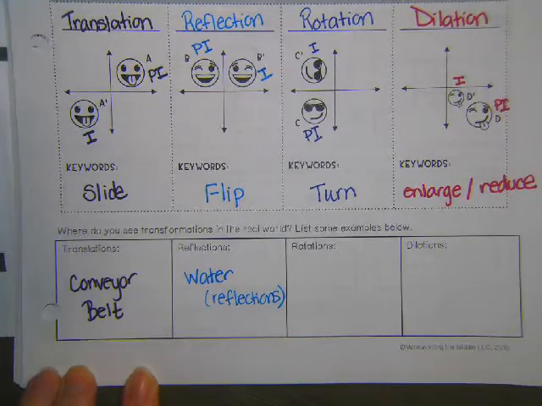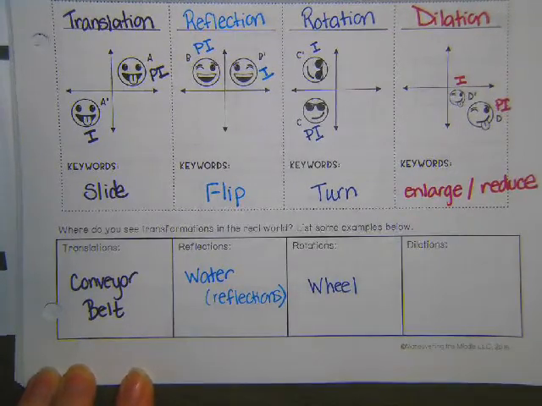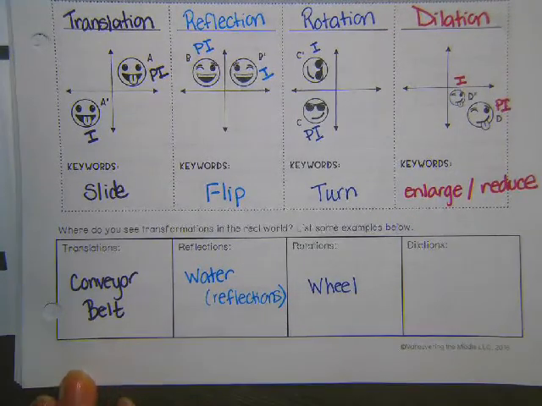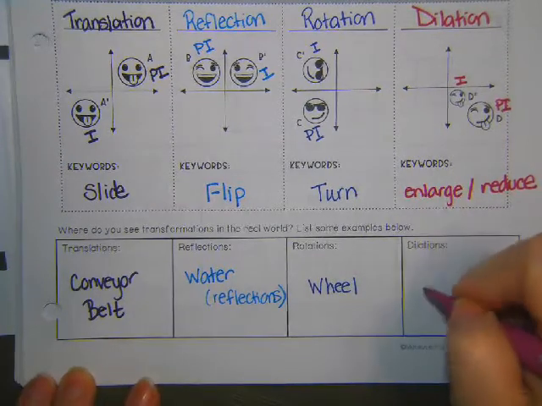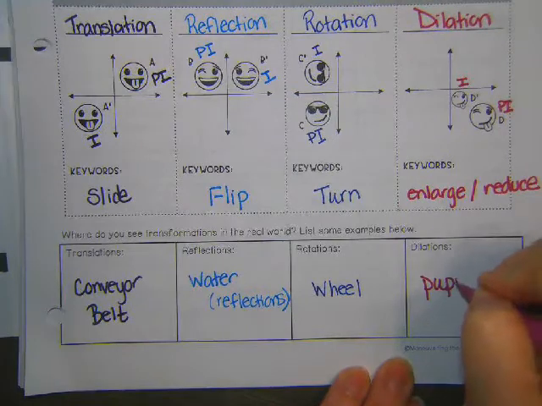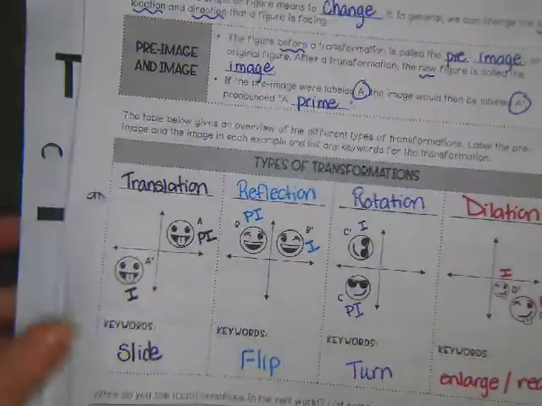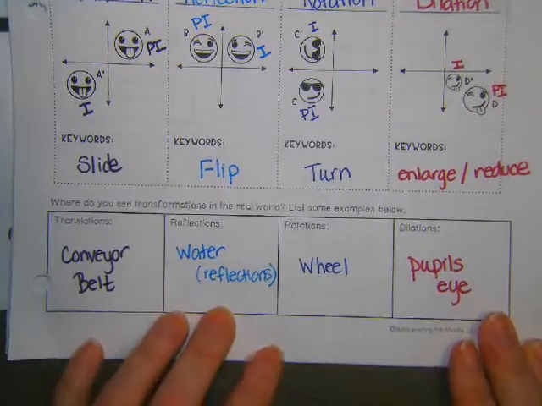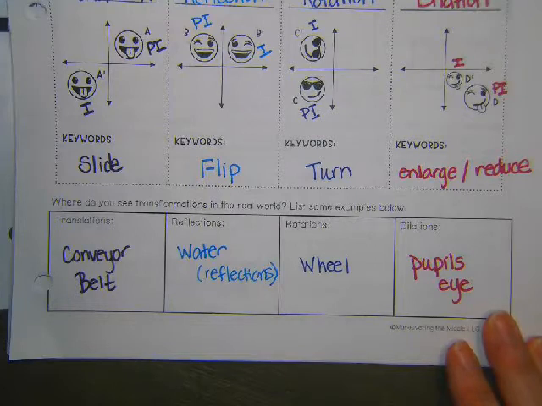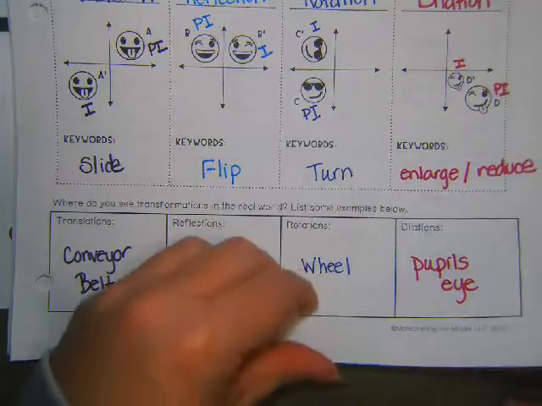A rotation, how about a wheel on a tire? Or a wheel somewhere. Those are rotating and going in circles. And dilations, usually your pupils in your eyes. Anytime you go to the eye doctor, they quite often will dilate your eyes, meaning they make them bigger or smaller so that you can see a difference. All right, so let's continue on.